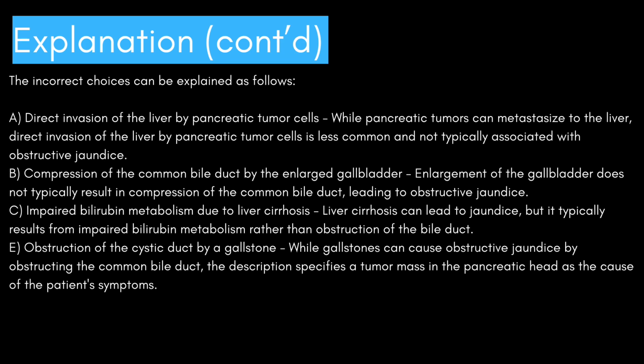C, impaired bilirubin metabolism due to liver cirrhosis. Liver cirrhosis can lead to jaundice, but it typically results from impaired bilirubin metabolism rather than obstruction of the bile duct. E, obstruction of the cystic duct by a gallstone. While gallstones can cause obstructive jaundice by obstructing the common bile duct, the description specifies a tumor mass in the pancreatic head as the cause of the patient's symptoms. All right, now that we have covered this question, let's move on to look at the next question.